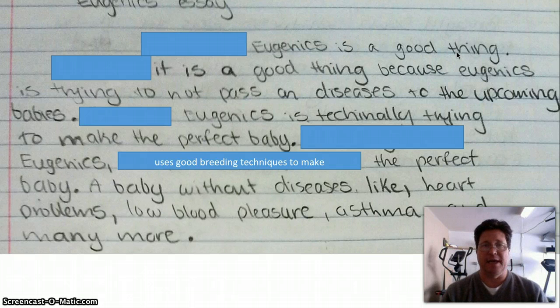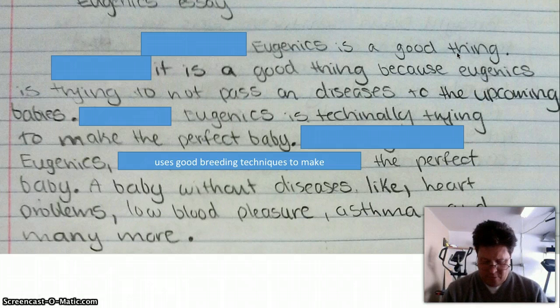So here you say, eugenics is a good thing. It is a good thing because eugenics is trying not to pass on diseases to the upcoming babies or unborn babies. Eugenics is technically trying to make the perfect baby. Eugenics uses good breeding techniques to make the perfect baby. A baby without diseases like heart problems, low blood pressure, asthma, and many more. This person is clearly arguing that eugenics is positive.